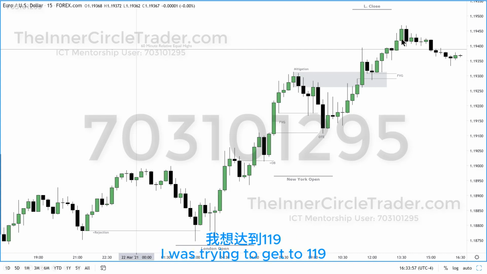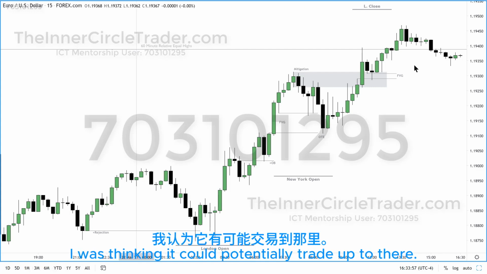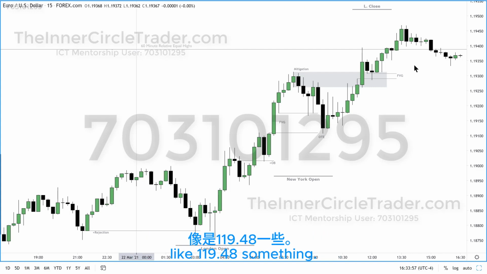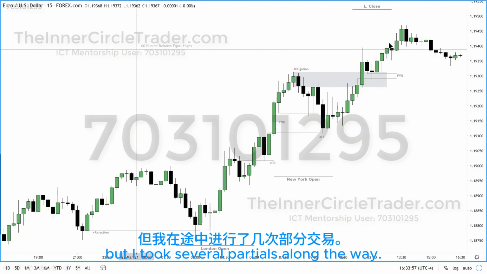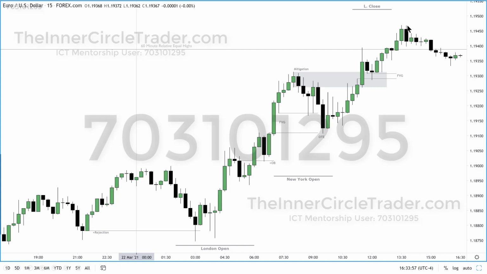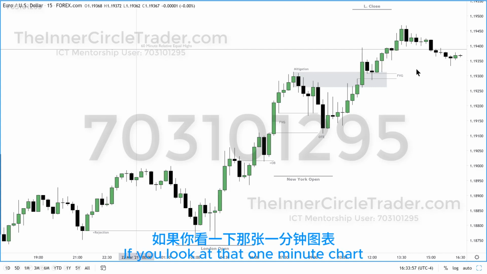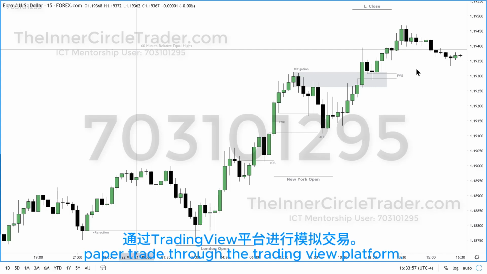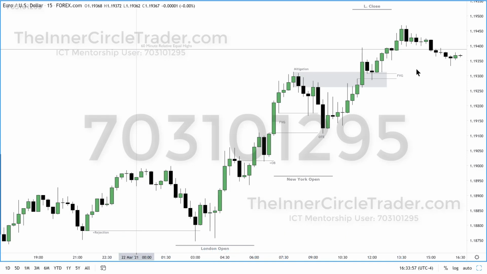The market rallied up. I was trying to get to 119.50 in my mind. I was thinking it could potentially trade up to there, but you can see in the video I had a limit order just below that, like 119.48 something, and it failed to get there, but I took several partials along the way. And all through here, it's a nice little study if you look at that 1-minute chart markup I did and paper trade through the TradingView platform.